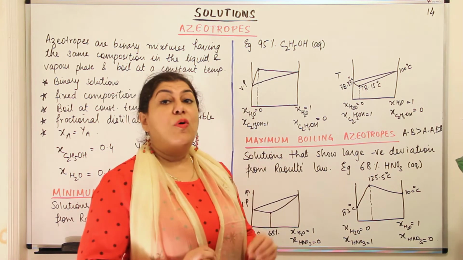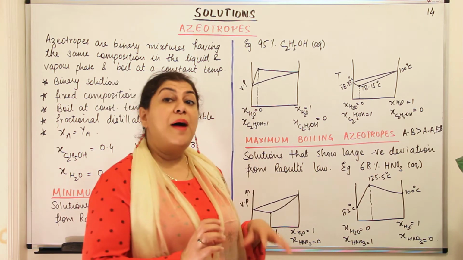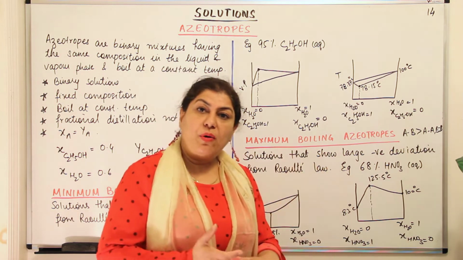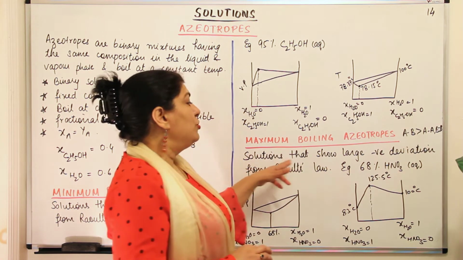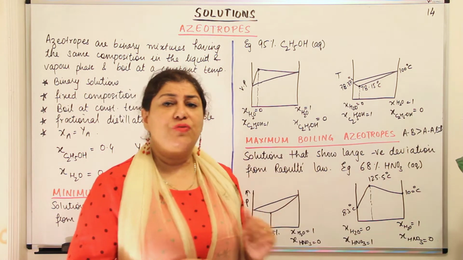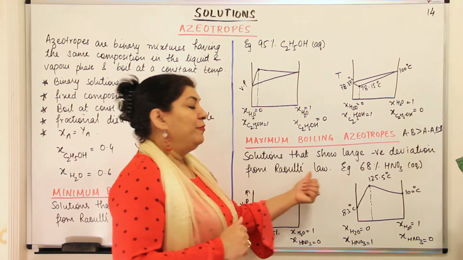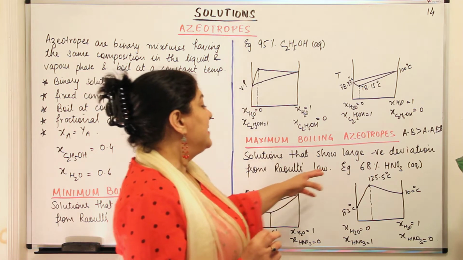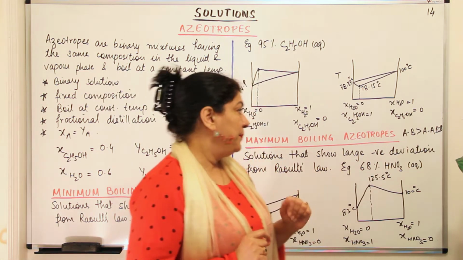The other type of azeotropic mixtures are maximum boiling azeotropic mixtures. It is the opposite of the minimum boiling. The solutions which show large negative deviation from Raoult's law will form such kind of mixtures. An example of this kind is 68% of nitric acid.